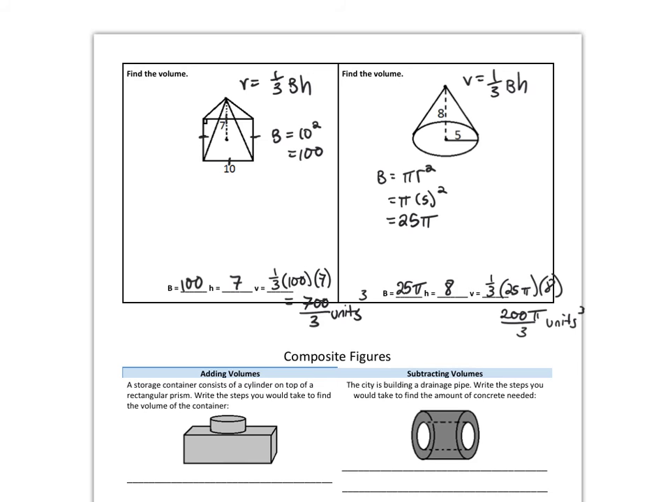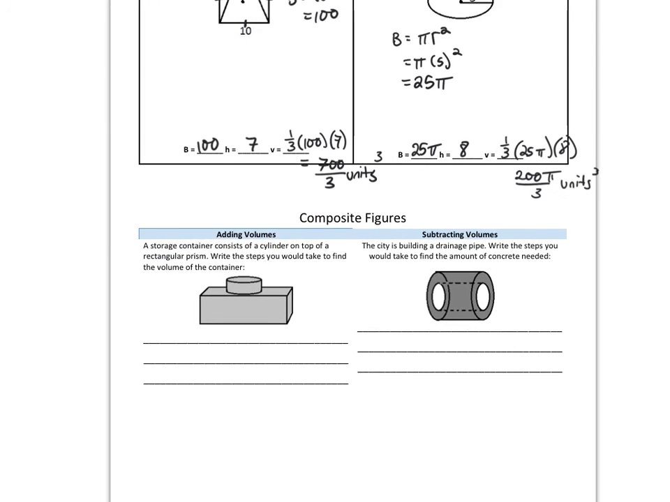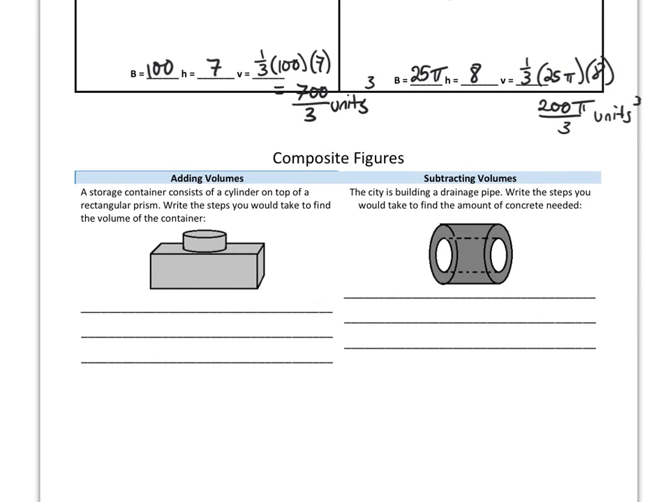So now we know how to find the volume of all the basic shapes. Let's spend a minute talking about composite figures. Composite figures are just like, think about playing with building blocks. Here we have a prism and a cylinder, and the cylinder is stacked on top of the prism. If I wanted to find the volume of this, I would just find the volume of the cylinder and then add that to the volume of the prism. That would be the volume of that whole figure.